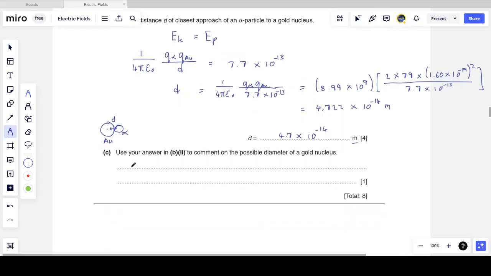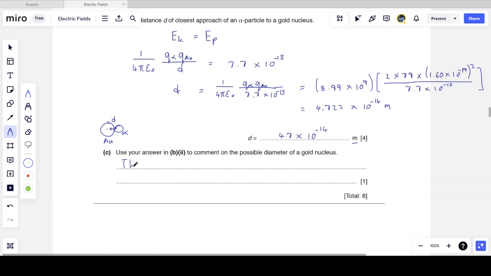And so the next question says, use your answer in B2 to comment on the possible diameter of the gold nucleus. So the diameter will be 2d, roughly. And that's a possibility. So that would be on the order of 9.4 times 10 to the minus 14 meters. So probably 1 times 10 to the minus 13 meters on order of magnitude.